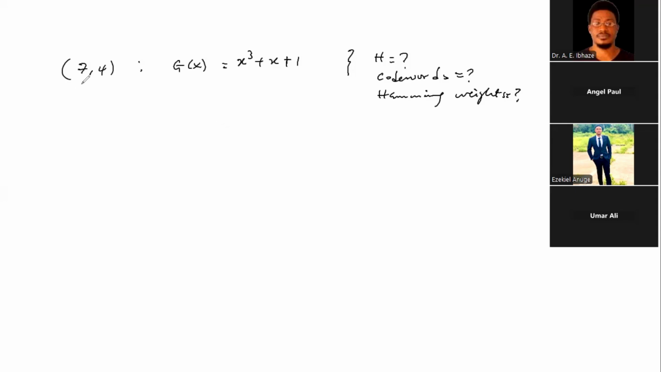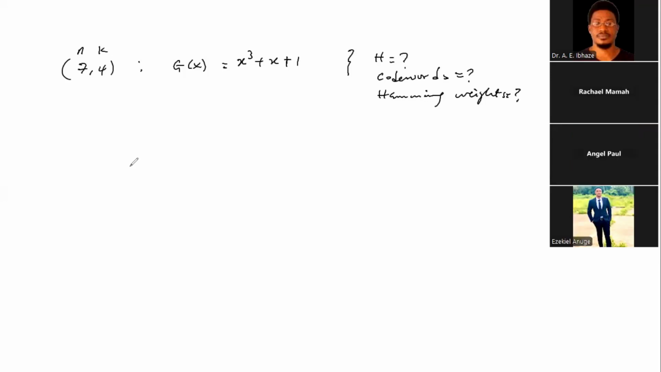So here we already know that it's an n,k code word. So it means the block length is 7. So we literally have bit positions up to the 7th position. Does that make sense? So that's the block length. What I just said, does that make any sense for now? Yes. Okay.